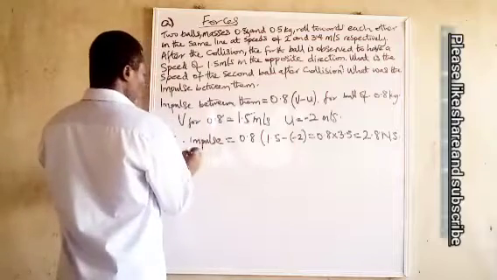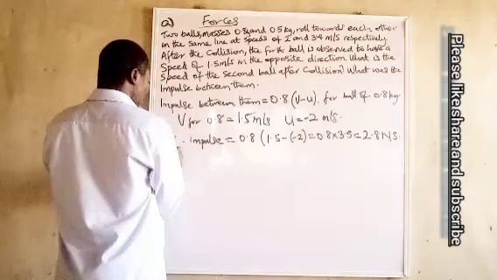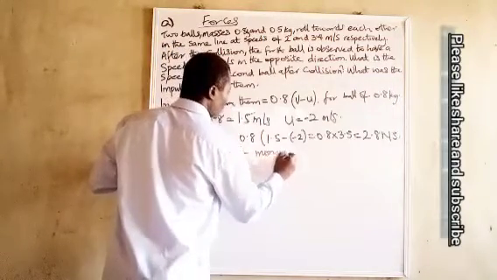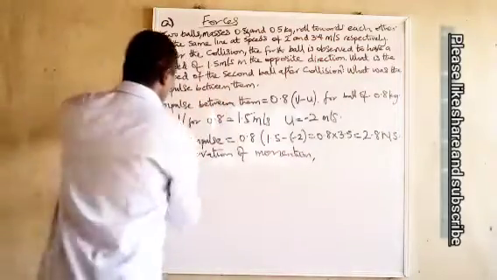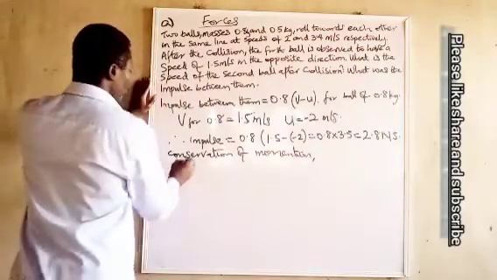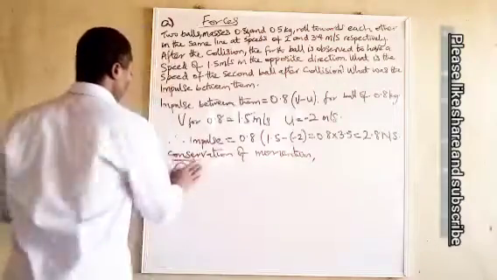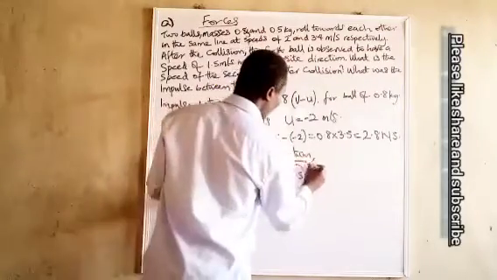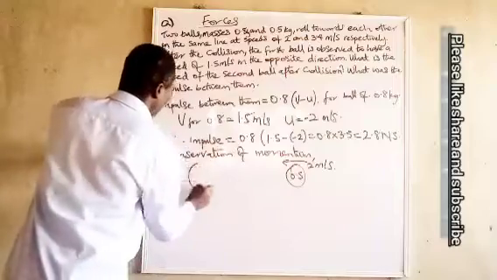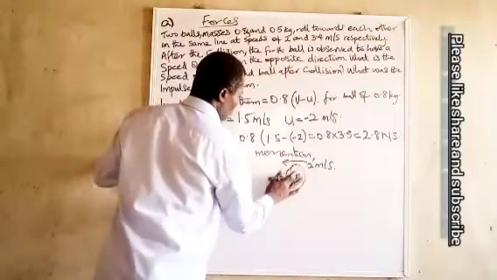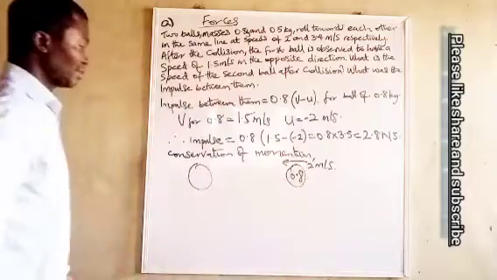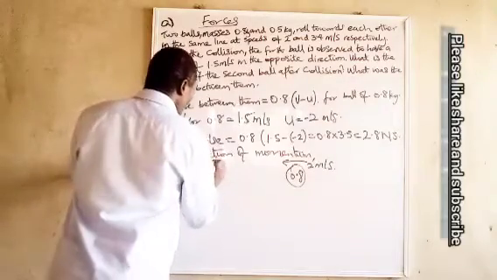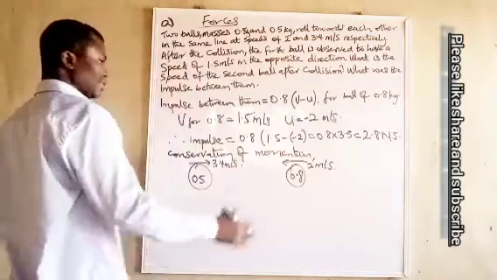But let me use conservation of momentum first. So we have it like this. This ball, 0.5, is moving in this direction. Let's make this one negative now. 0.5, moving this way, and with velocity 3.4 meters per second. And 0.8 has velocity 2 meters per second. You can see they oppose each other.